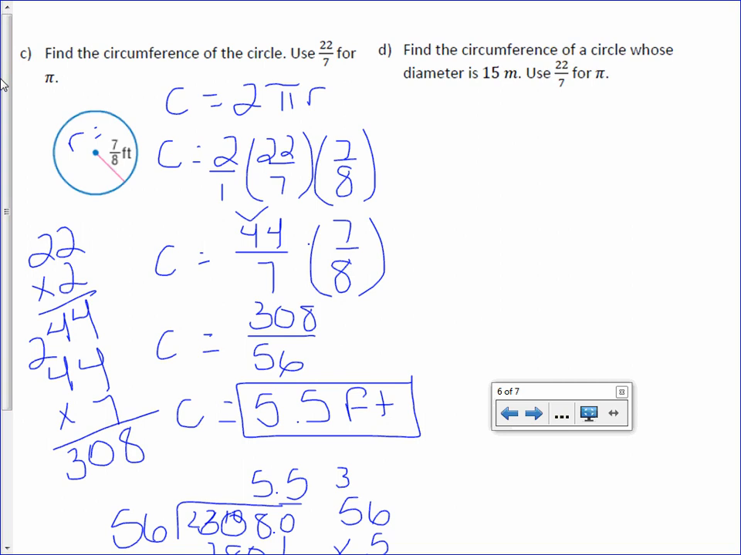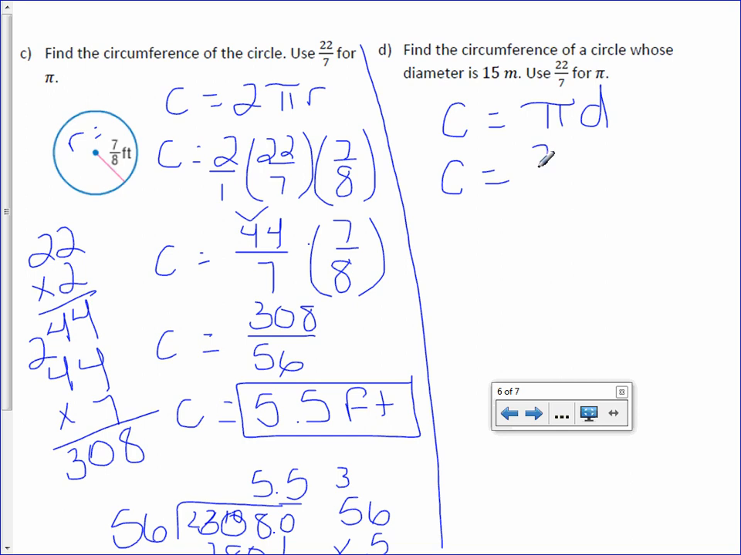Letter D. Find the circumference of a circle whose diameter is 15 meters. Use 22/7 for pi. We are given diameter, so circumference equals pi times d. Circumference equals, we are using 22/7, and then we are multiplying by our diameter, which is 15, but because the first number is a fraction, we're going to put that over 1.